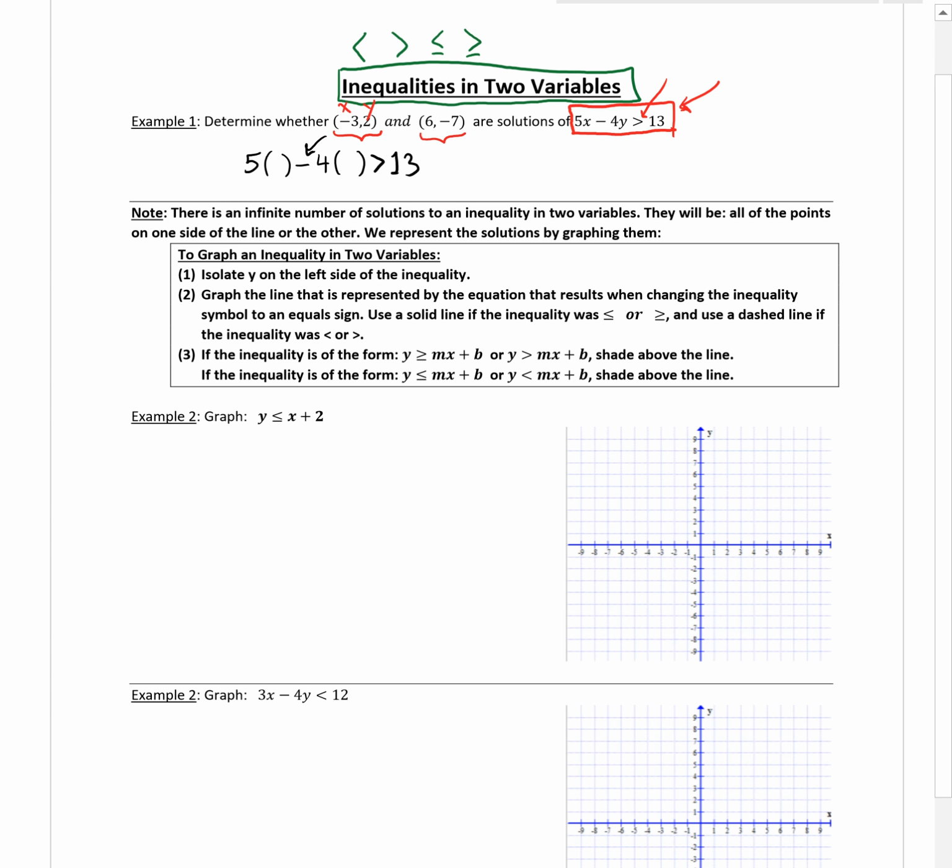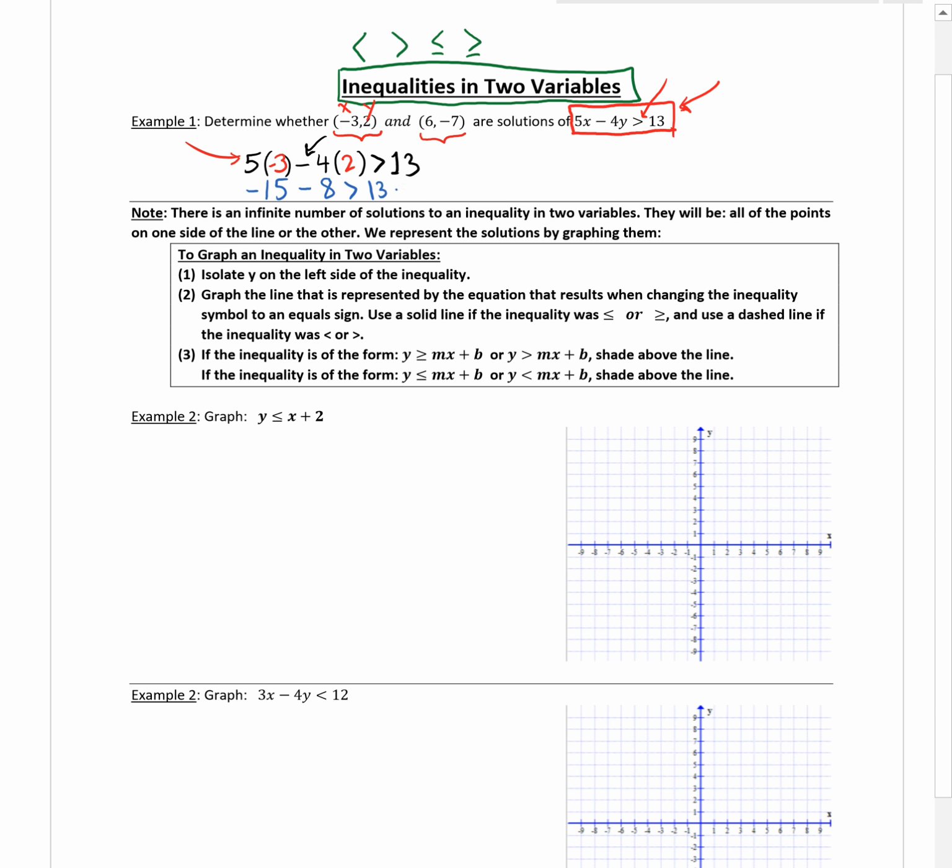So I'll take our inequality. I've written it here with the x and the y missing, but since I'm looking at that first ordered pair, I'm going to replace the x with -3 and the y with 2 and see how that looks. Okay, so notice we have 5 times -3, that's -15, and then you're subtracting 4 times 2, which is 8. If you take -15 and subtract 8, is that going to be greater than 13?